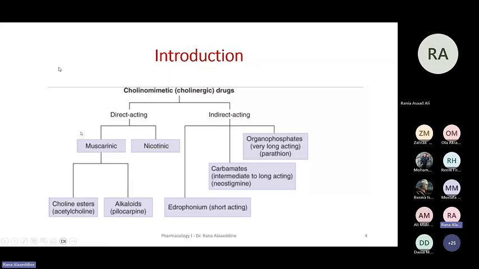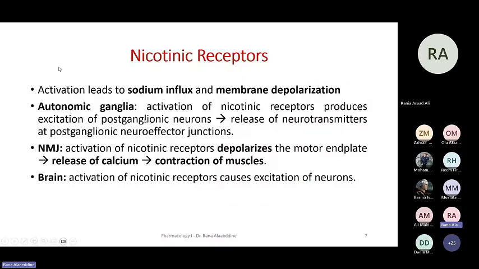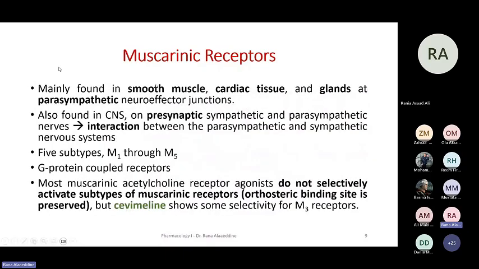Last time we talked about the receptors. We started with the nicotinic receptors, which are ligand-gated sodium channels, and we talked in detail about what they did. We also talked about muscarinic receptors in detail, and we said we have the odd numbers and the even numbers, and both depend on the G protein and the alpha subunit of the G protein. That was where we started.